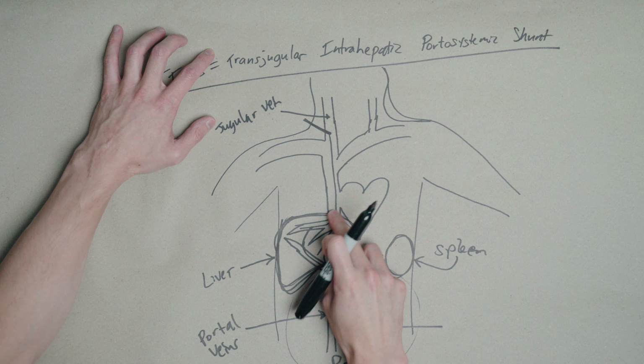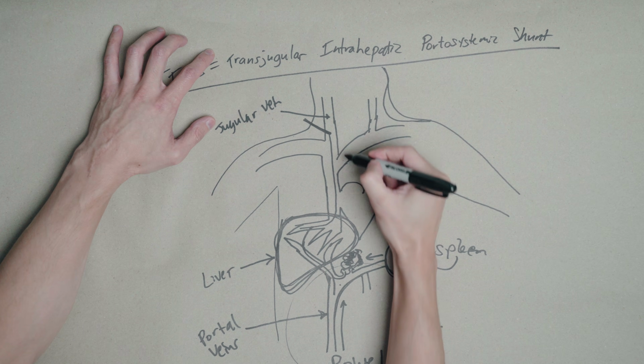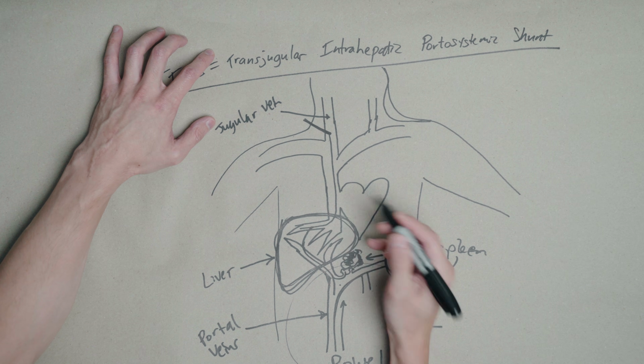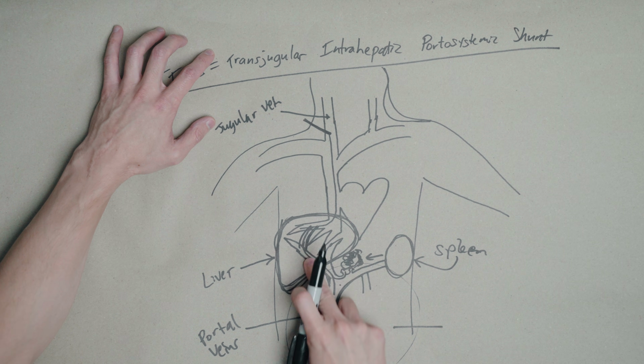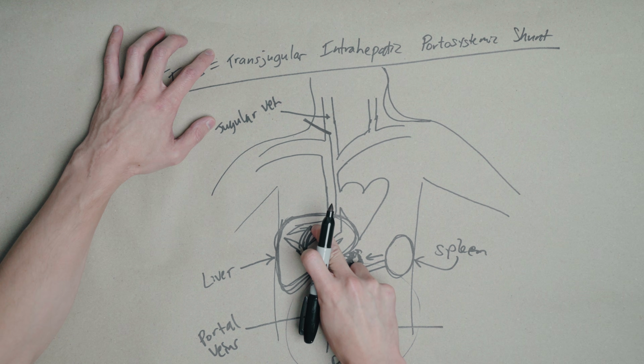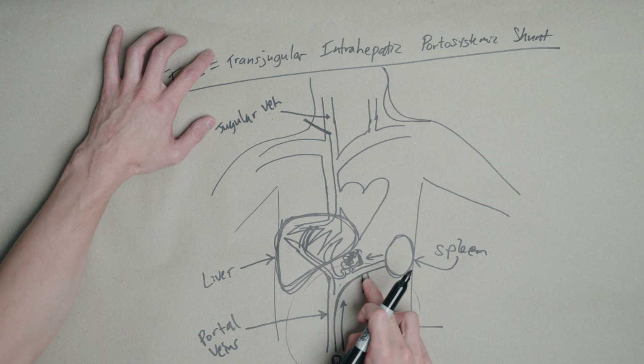for bleeding. While we're down here with this wire across, we'll then place a self-expanding stent, which is basically like a metal scaffolding. And that metal scaffolding will open up and create a false channel between the right portal vein and the right hepatic vein, effectively bypassing the liver and relieving the back pressure that's causing the fluid to build up.